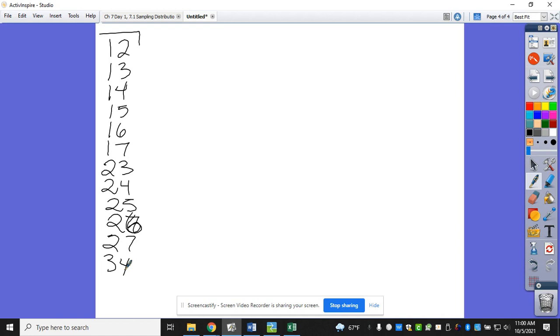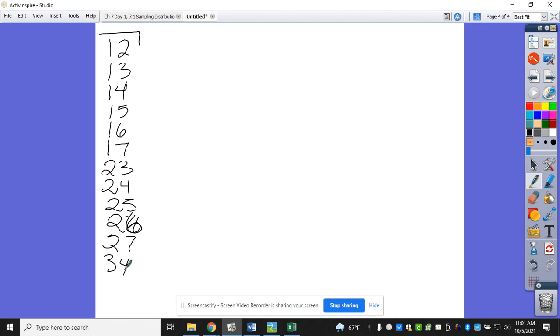No, because you can only pick each number once. So you're taking each value with every value above it, because everything below we've already done. So what's after 34? 35, then 36, 37, then what? 45, 46, 47, then 56, 57, 67 is our last one.